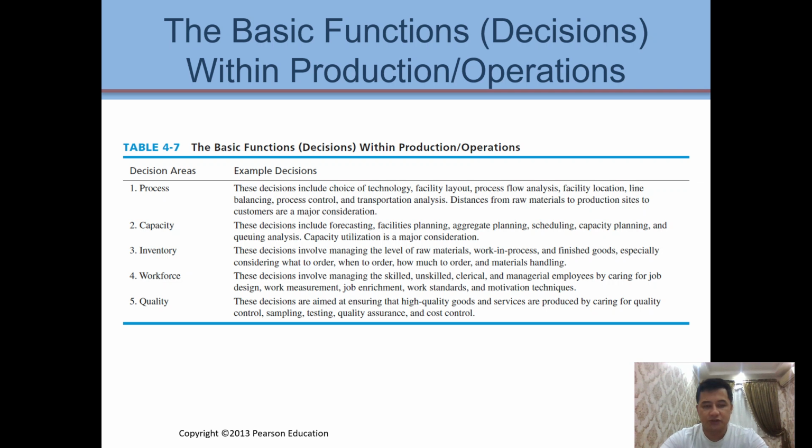Inventory. These decisions involve managing the level of raw materials, work in process, and finished goods, especially considering what to order, when to order, how much to order, and materials handling. In the decision areas of workforce, the decisions involve managing the skilled, unskilled, clerical, and managerial employees by caring for job design, work measurement, job enrichment, work standards, and motivation techniques. Quality. These decisions are aimed at ensuring that high quality goods and services are produced by caring for quality control, sampling, testing, quality assurance, and cost controls.